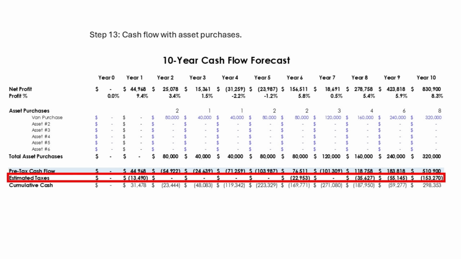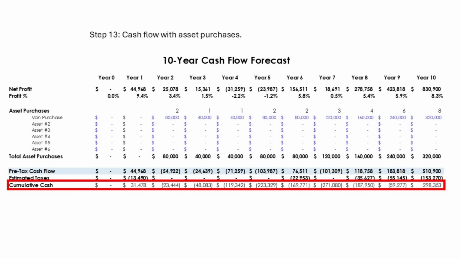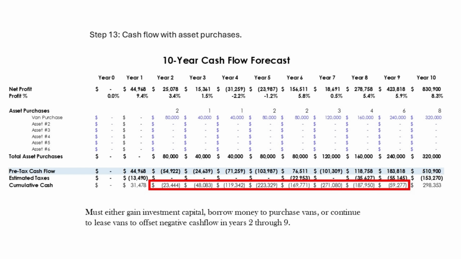After we subtract the cash for the vans and taxes, we can now see the cash flow picture clearly. From a cash flow perspective, we show a negative cumulative cash picture for years 2 through 9. And for you accountants out there, I realize that I'm not accurately showing asset and depreciation costs. This is a model, so please put your OCD off to the side for now.